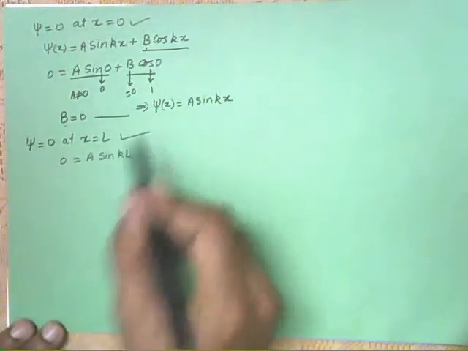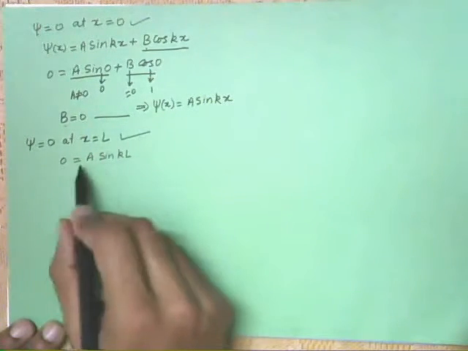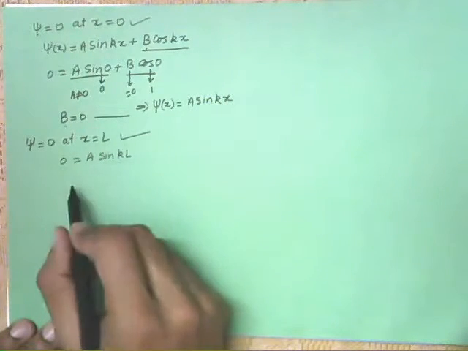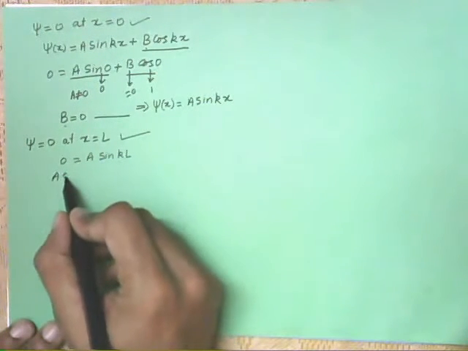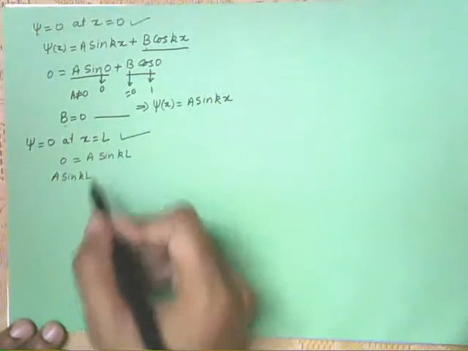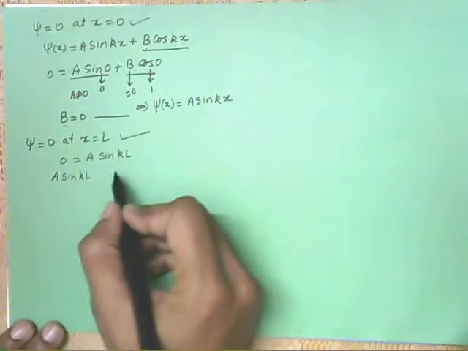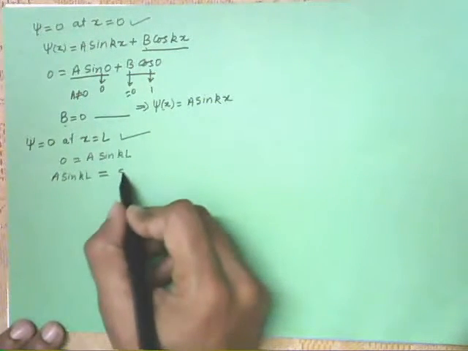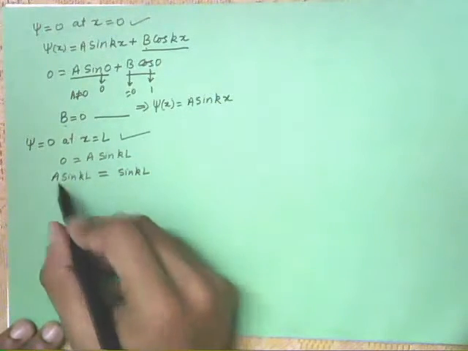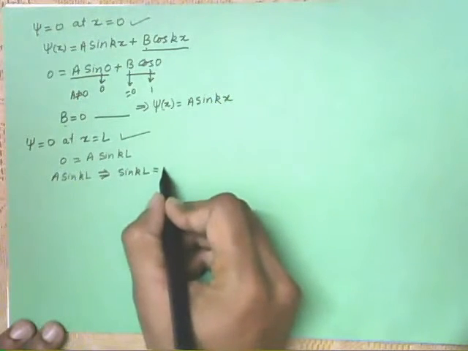Now this is the second boundary condition, and we are getting the condition A sin kL = 0, and this condition will be satisfied only when sin kL is equal to 0, since A could not be 0.